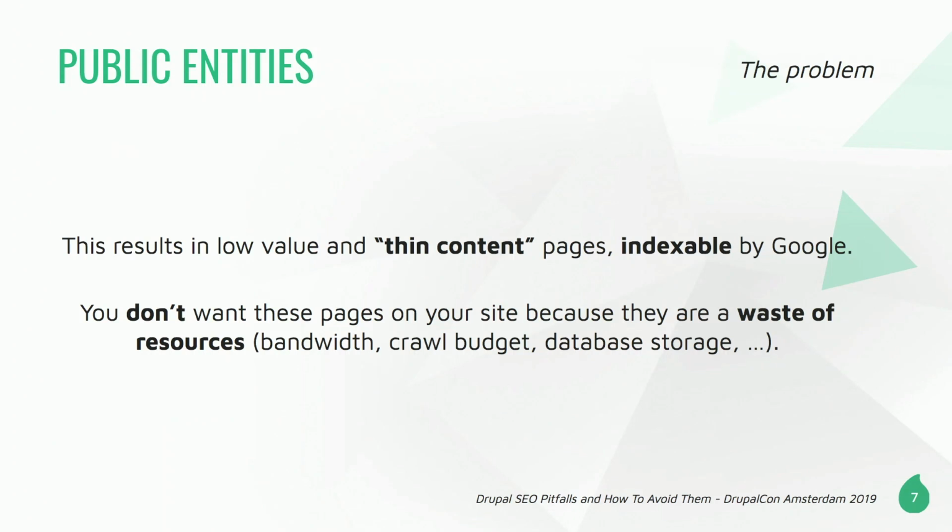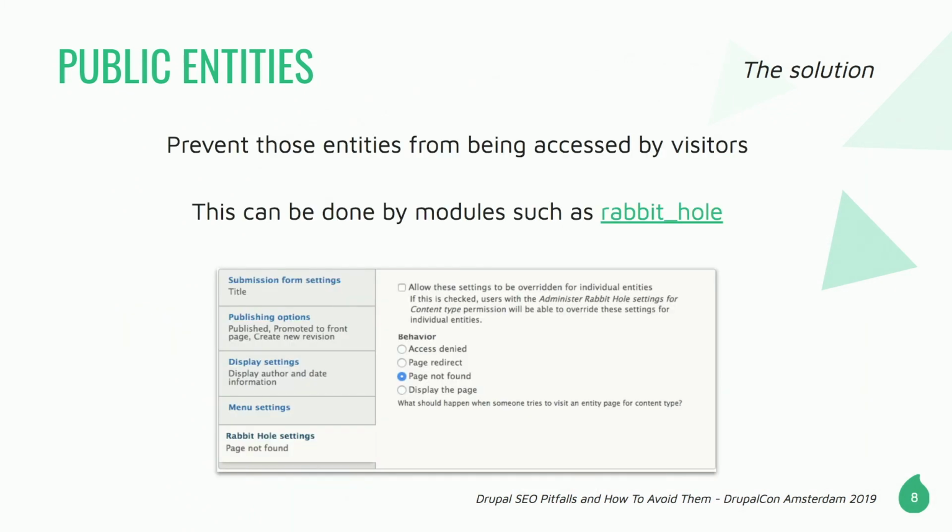One of the most basic things to do in SEO optimization is making sure you have quality content. So every page that does not add any value, you should remove that. So the publicly available nodes is not something you want. The solution for it is actually pretty easy. You should prevent those pages from being accessible. This can be done with a number of modules, but we prefer to use the Rabbit Hole module. That way we can set up a node to be not accessible or redirect it to another page, or certain other options.